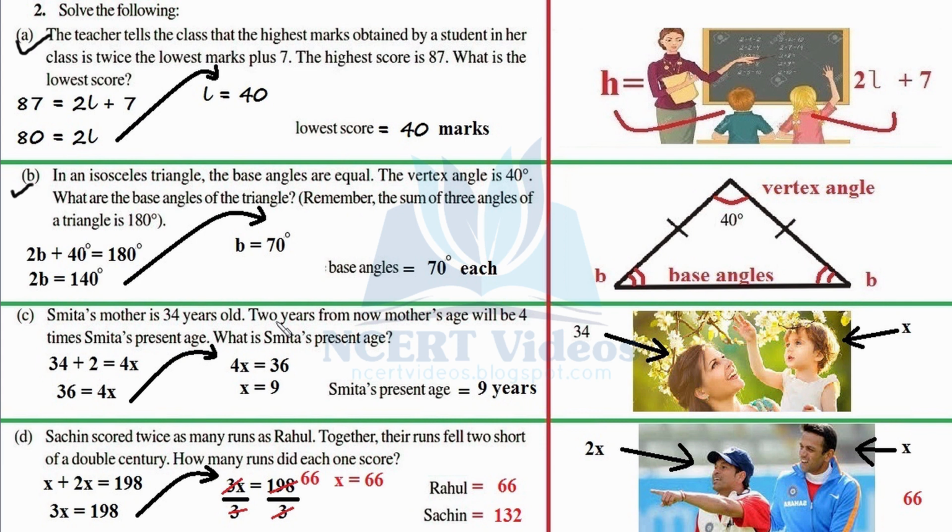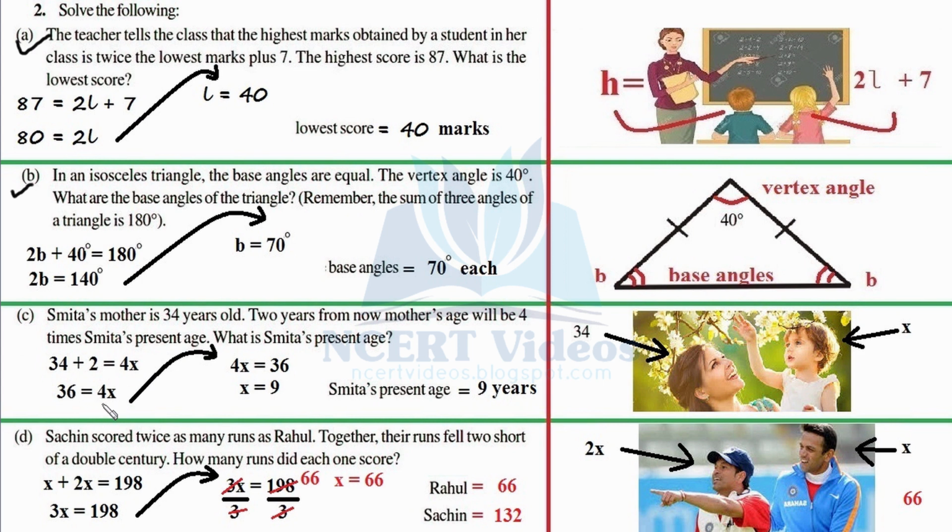Now we know 2 years from now, as we discussed, 34 plus 2 will be her mother's age after 2 years, 36. That's why it came 36. That will be equal to, that means the equal sign, 4 times of x. So this is your equation.